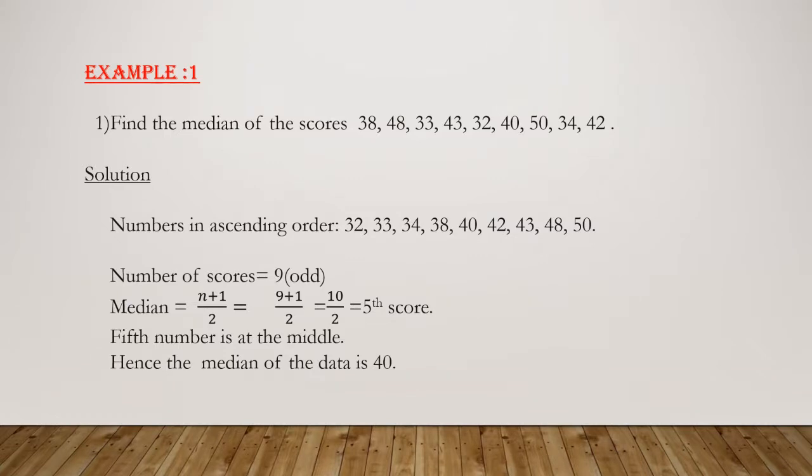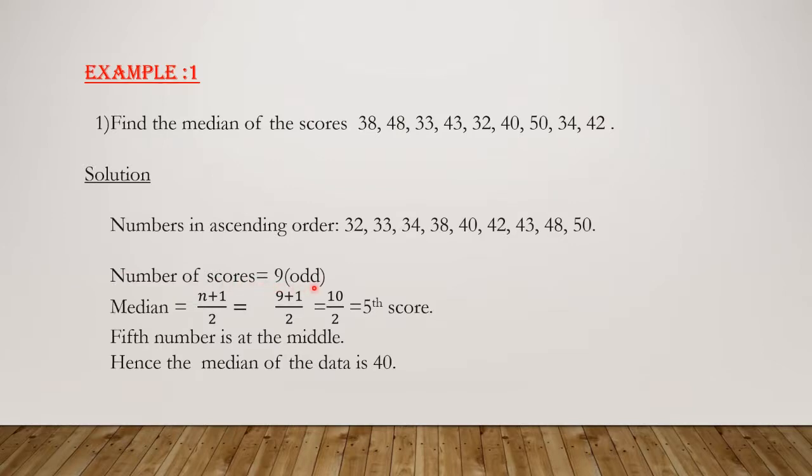Example 1. Find the median of the scores 38, 48, 33, 43, 32, 40, 50, 34 and 42. First, you have to write the numbers in ascending order. That is 32, 33, 34, 38, 40, 42, 43, 48 and 50. The number of scores is equal to 9.